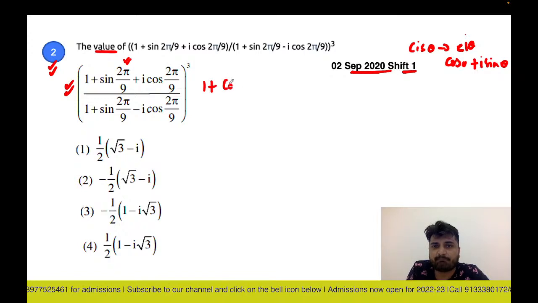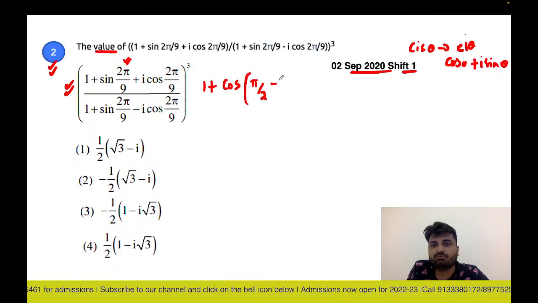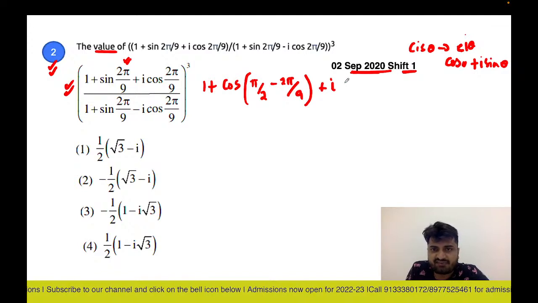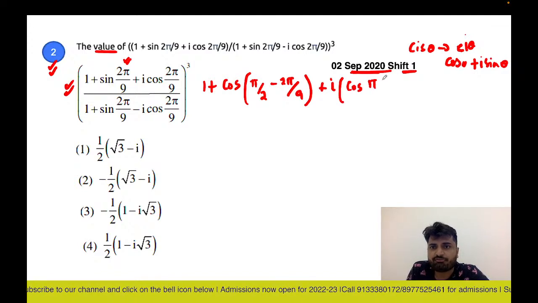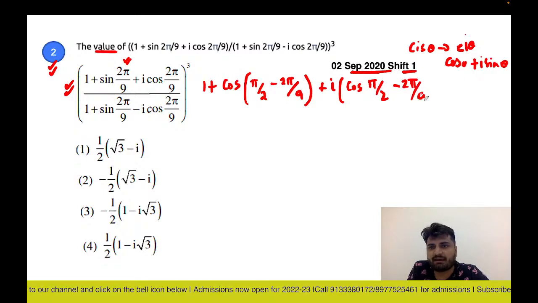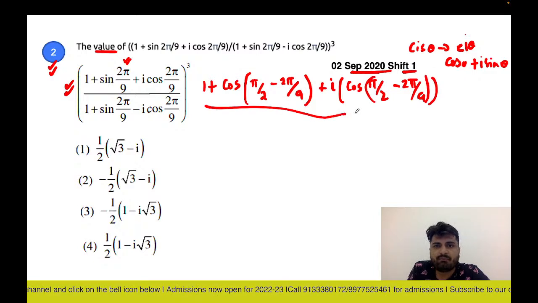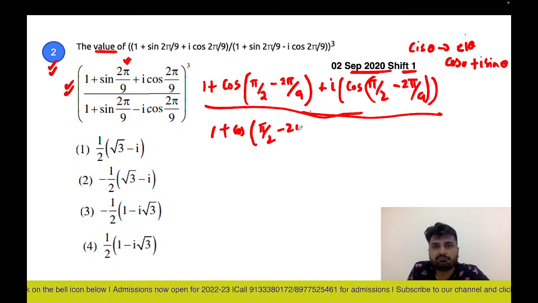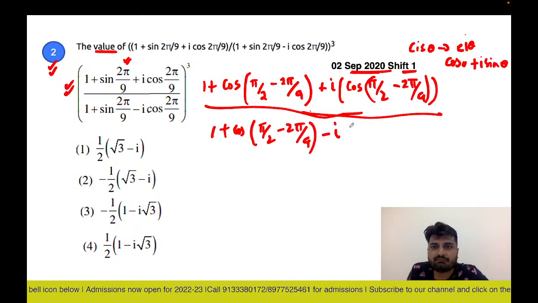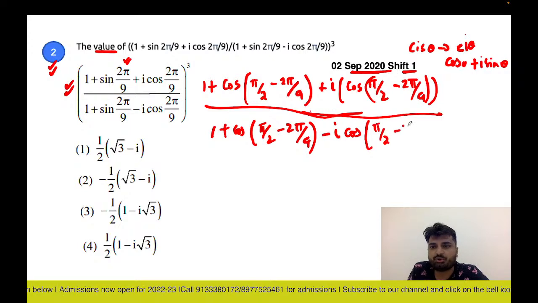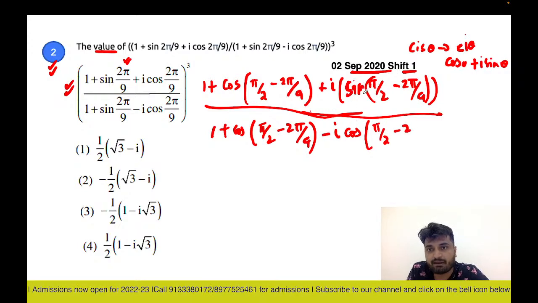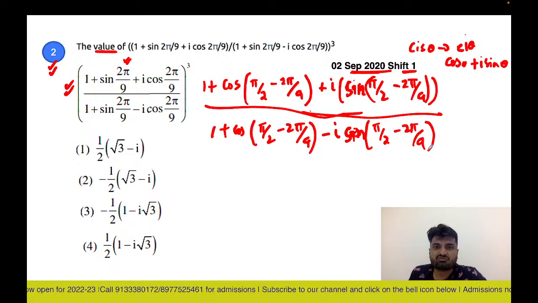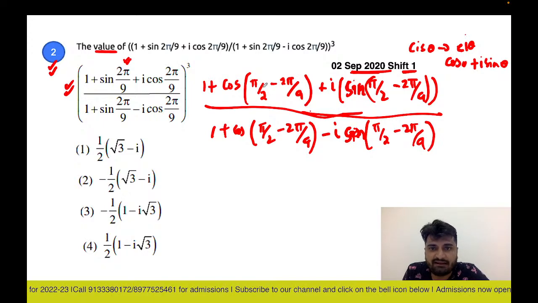So this I'll write it as 1 plus cos of pi by 2 minus 2 pi by 9. Because we know cos of 90 minus theta is sin theta. I'll use the same logic here. Denominator also I'll use the same logic. 1 plus cos of pi by 2 minus 2 pi by 9 minus I times, oh, this will be sin of, sorry, pardon, this will be sin of pi by 2 minus 2 pi by 9, because we are writing 90 inside. So you do this.